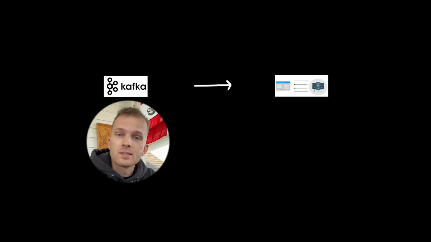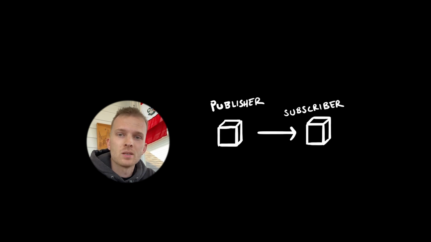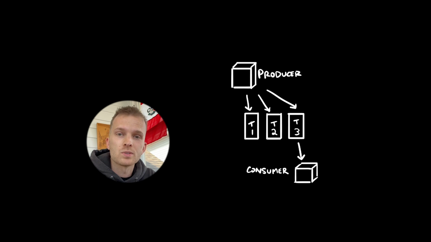And we'll take a look at this in the context of the sports betting app like I've talked about in my other videos. So Kafka is an event streaming pub/sub system. Basically what that means is that you have a producer which will send data to various topics. Then a consumer will retrieve data from those various topics.